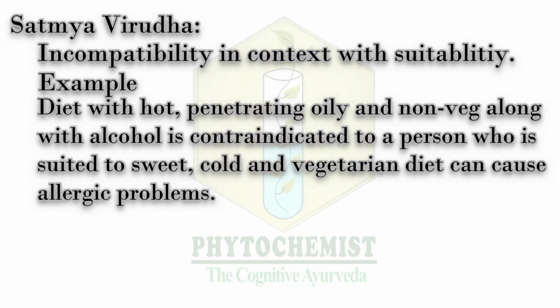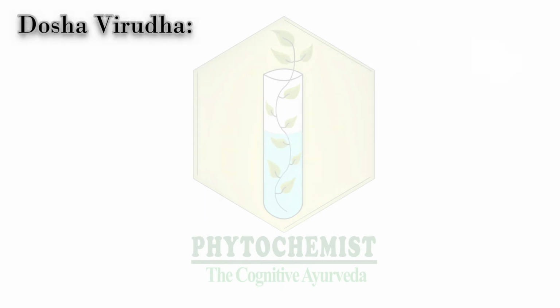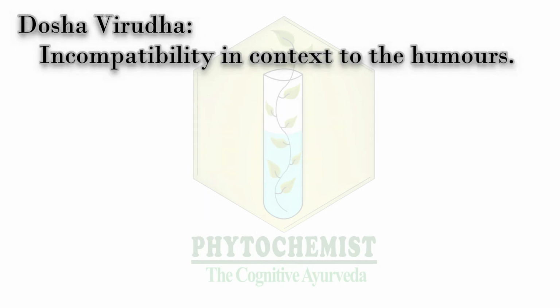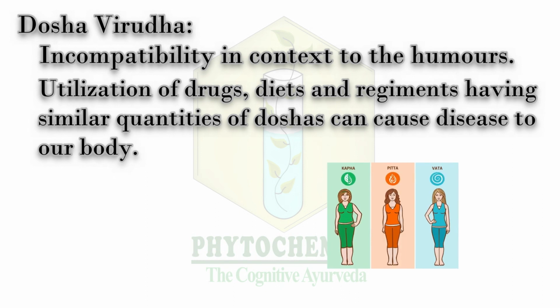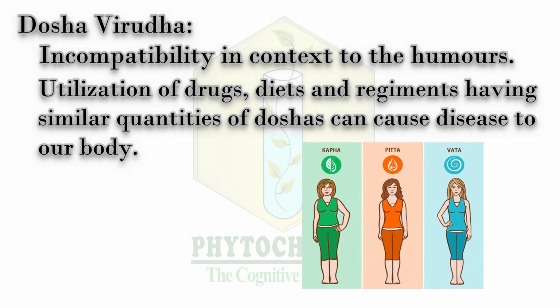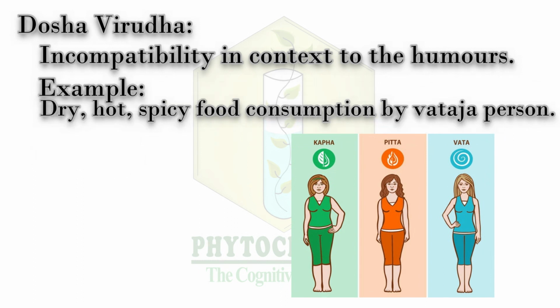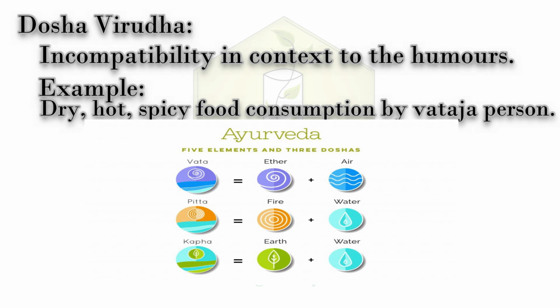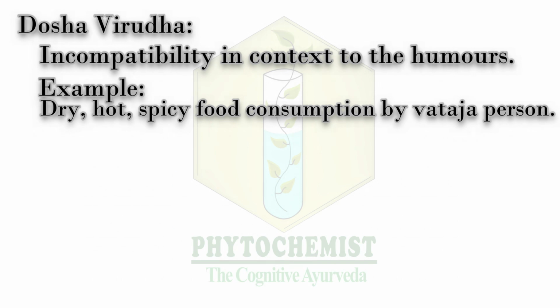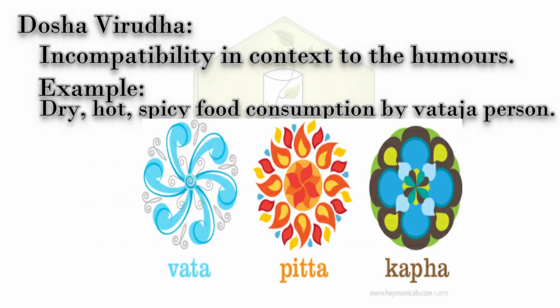The sixth one is Doshaviruddha. It is the incompatibility in context with the humors. Utilization of drugs, diet, and regimens having similar qualities with doshas can cause diseases to our body. For example, dry, hot, spicy food consumption by a Vataja person will cause aggravation of Vata and it will immediately result in Vataja disorders. The same will be applicable for Vata, Kapha, and Pitta.